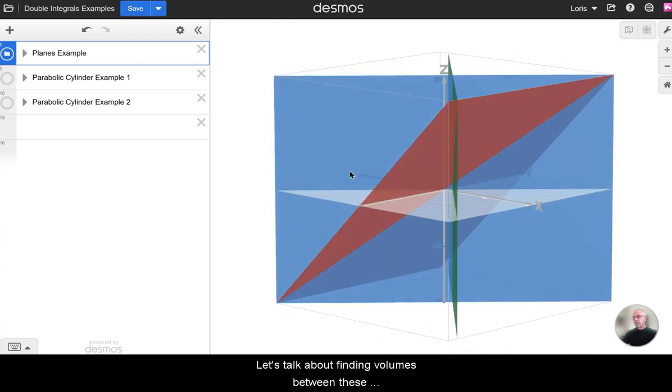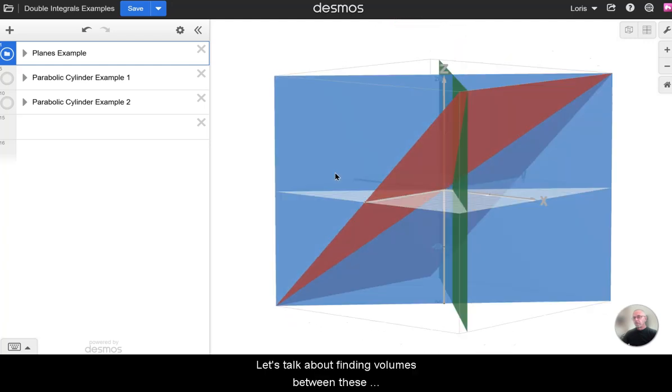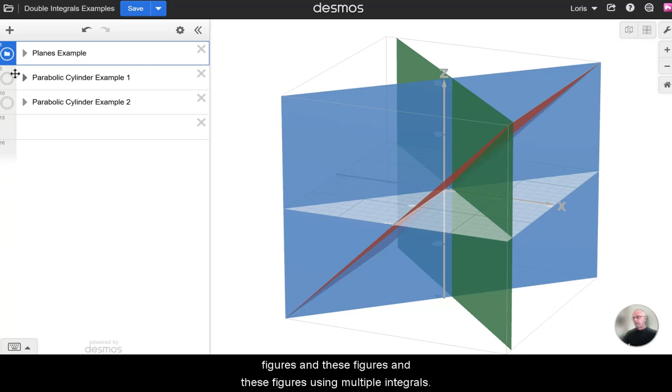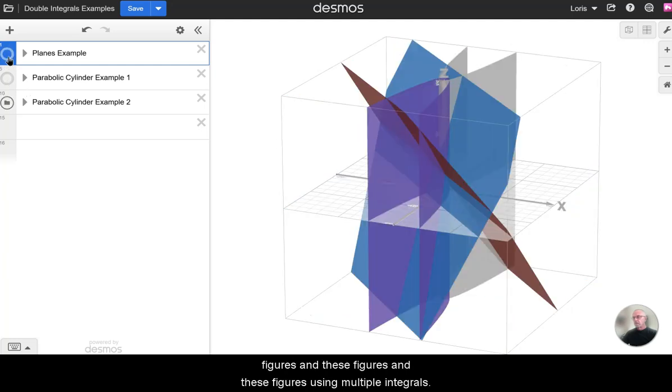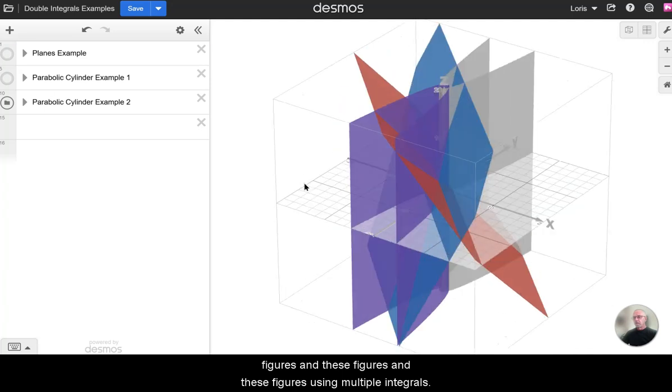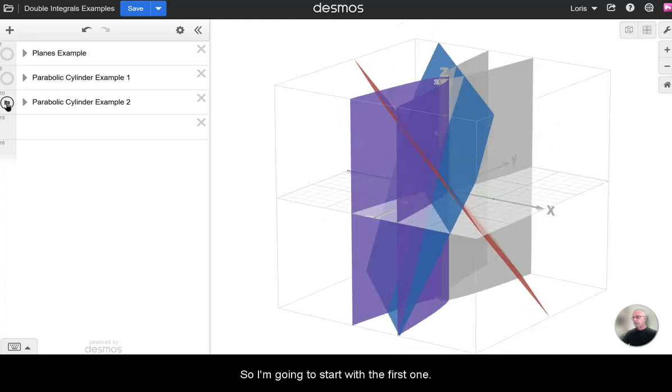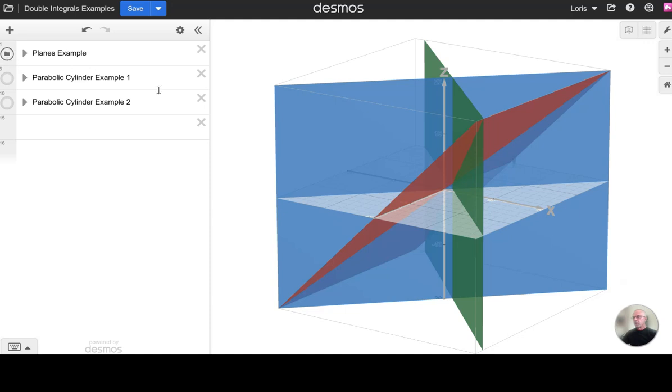Let's talk about finding volumes between these figures and these figures and these figures using multiple integrals. So I'm going to start with the first one. What I want you to notice is how I've organized it. Let's look at the problem first.